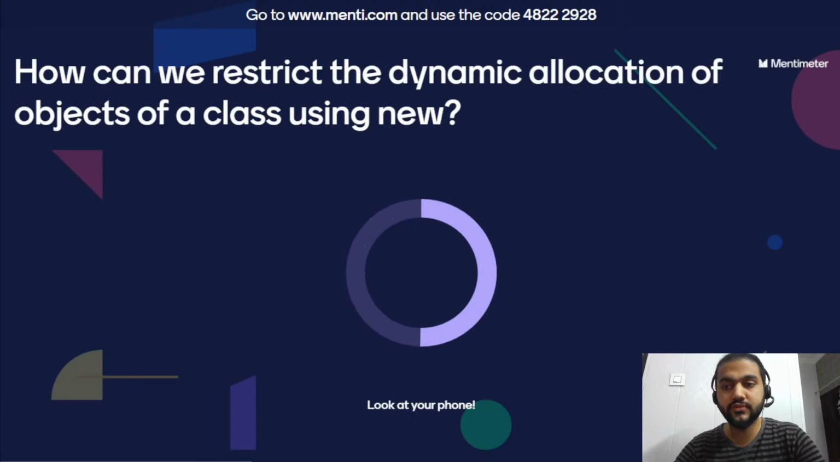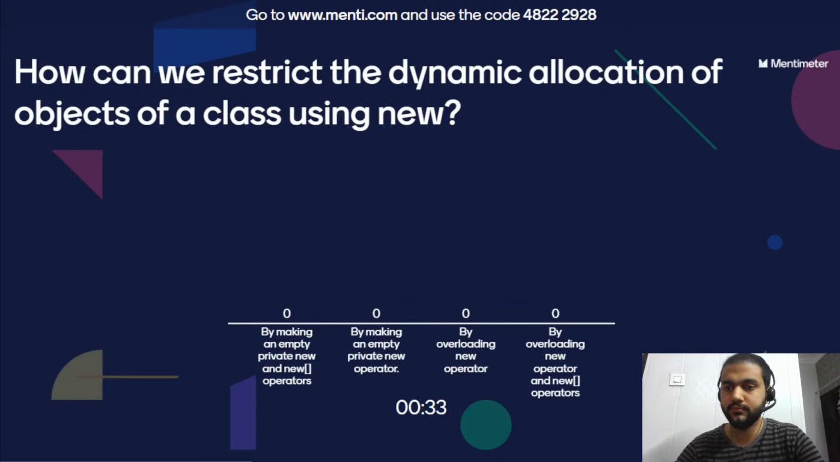So how can we restrict the dynamic allocation of objects of a class using new? Options are: A, by making an empty private new and new[] operators; B, by making an empty private new operator; C, by overloading new operator; or D, by overloading new operator or new[] operators.